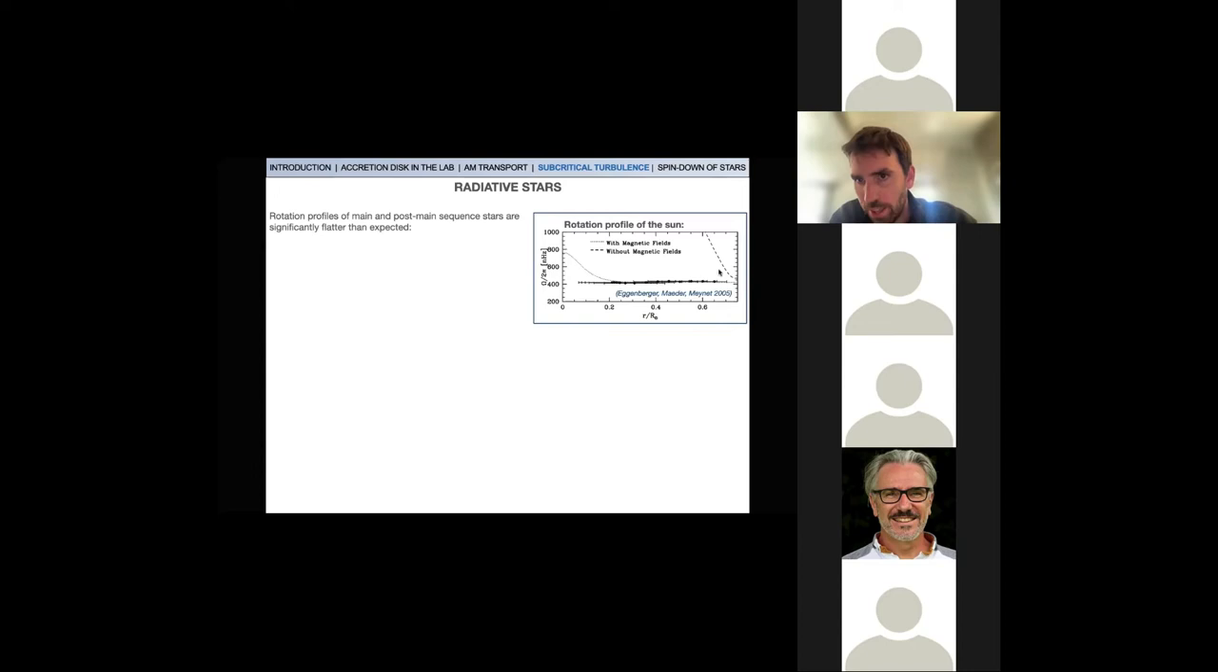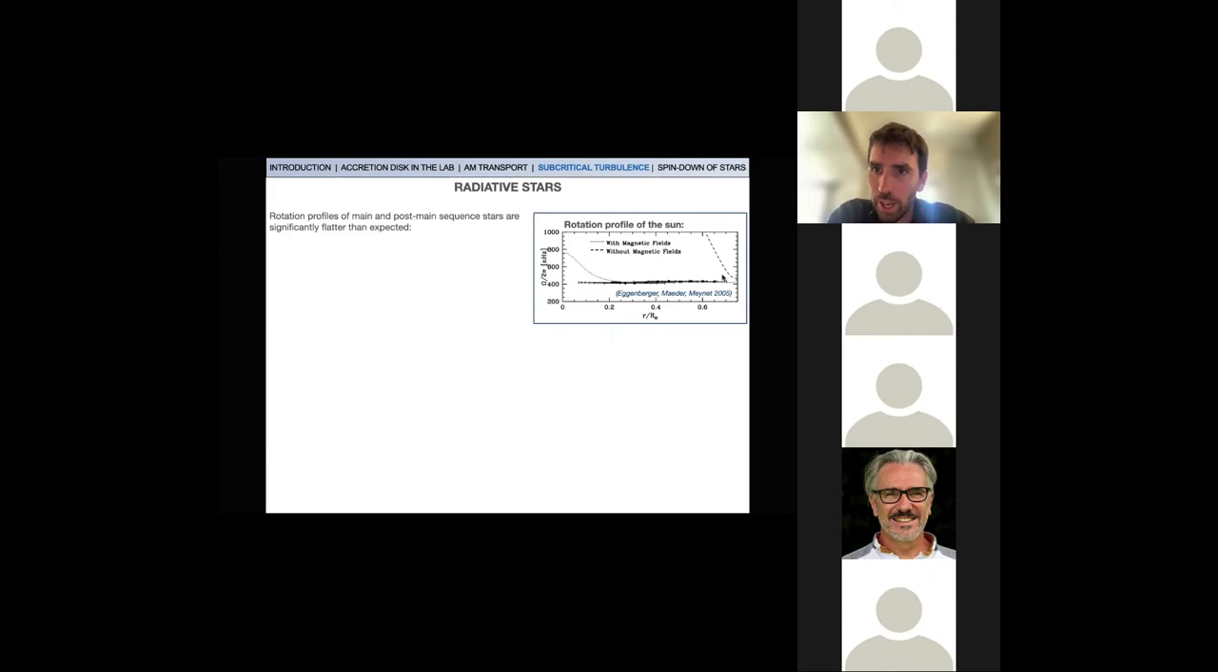So this is the angular rotation for the sun as a function of the radius. This is the radiative zone. The convection is around here, at larger radius. So we have the convection zone. And as you can see from these dots here, the rotation profile is very flat. It's solid body rotation. Okay.